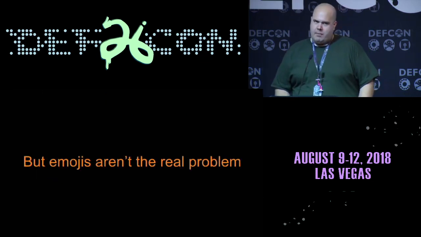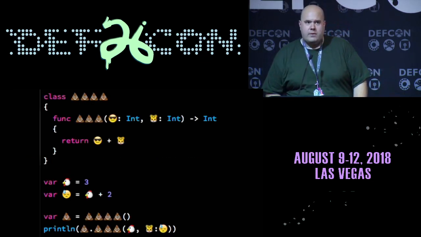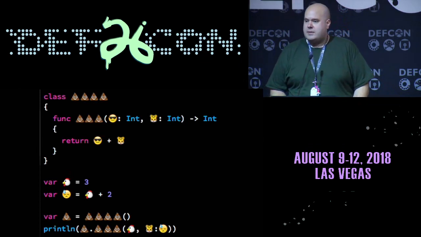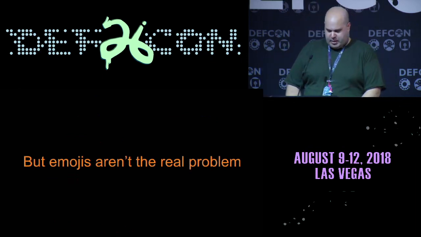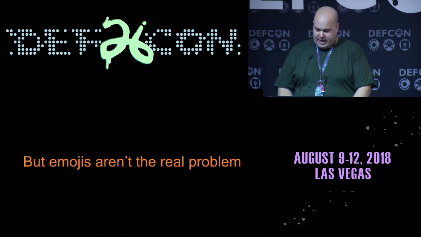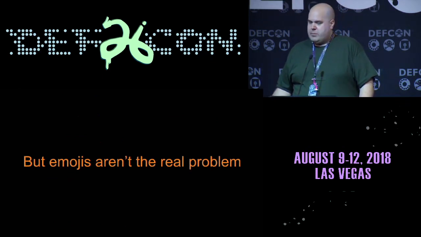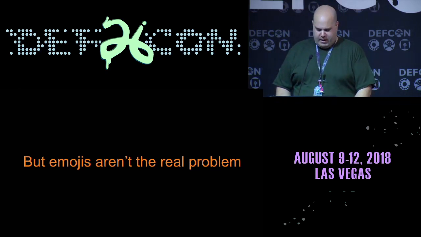But we're not actually worried about emojis. Oh, and by the way, this is actually syntactically correct Swift. This will compile. But like I said, emojis aren't the problem. We're worried about malicious patching, right? And so what we're looking for is ways that we can get malicious code by actual developer due diligence. And it turns out it's not really that hard.